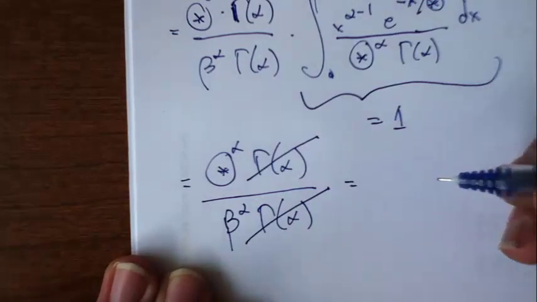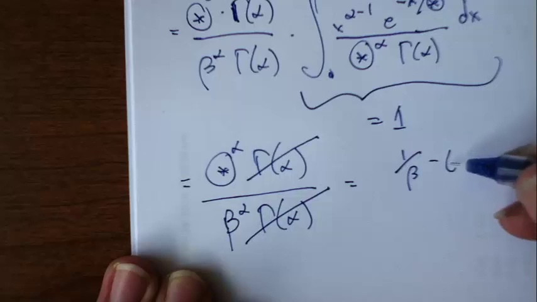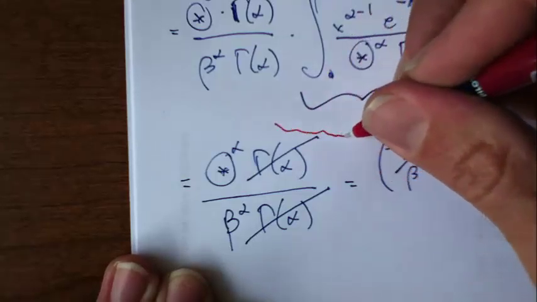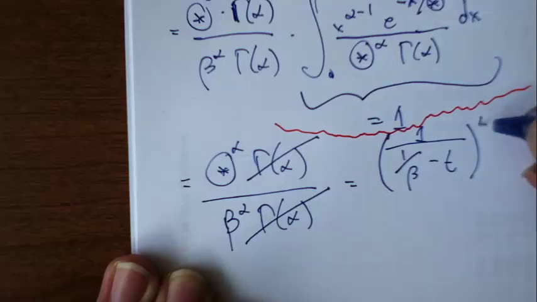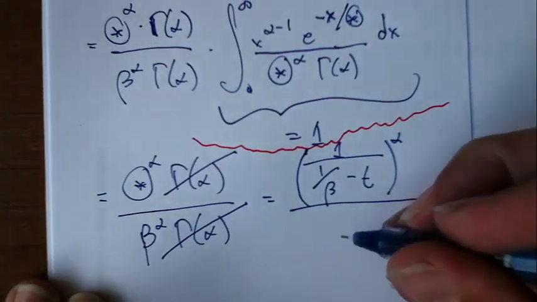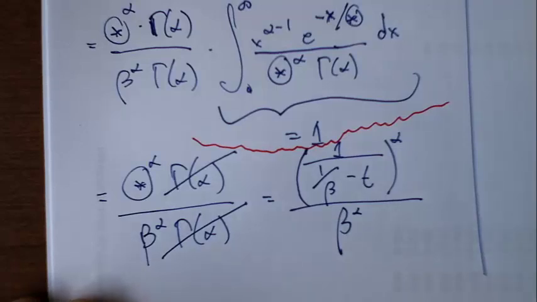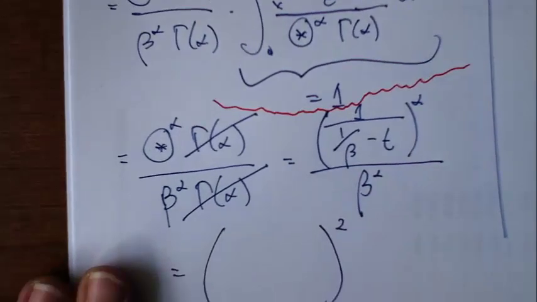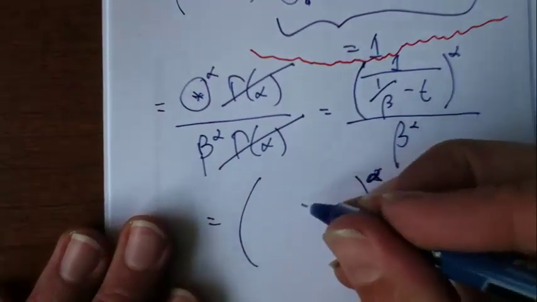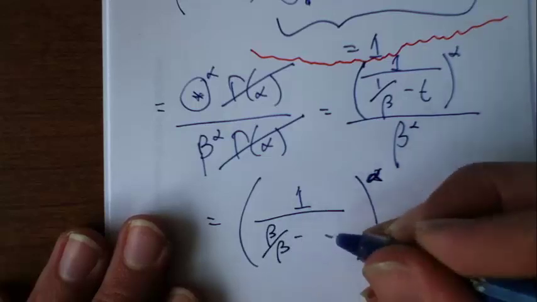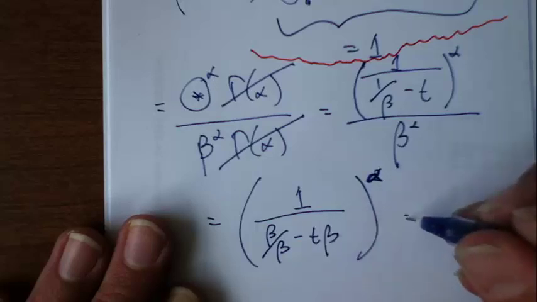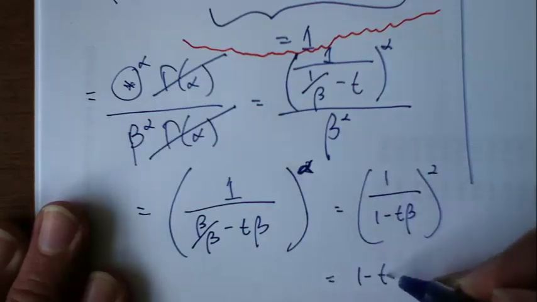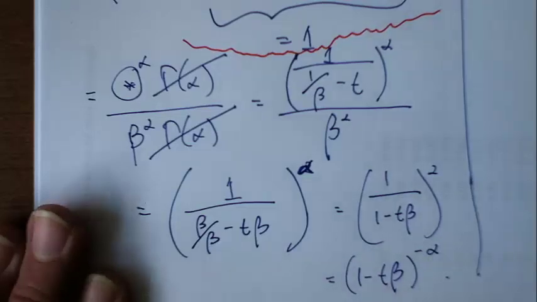Of course, those cancel. And what is star? Star was equal to 1 over beta minus t, all under 1, right? Oh, uh-oh. I better get out my red pen and draw a line there. Alpha. All right. And I've got beta to the alpha down here. So this all looks like a bunch of stuff raised to the alpha, isn't it? It's actually 1 over beta minus t beta, or 1 over 1 minus t beta, raised to the alpha, or 1 minus t beta raised to the negative alpha. And that's it. That's the moment generating function there.